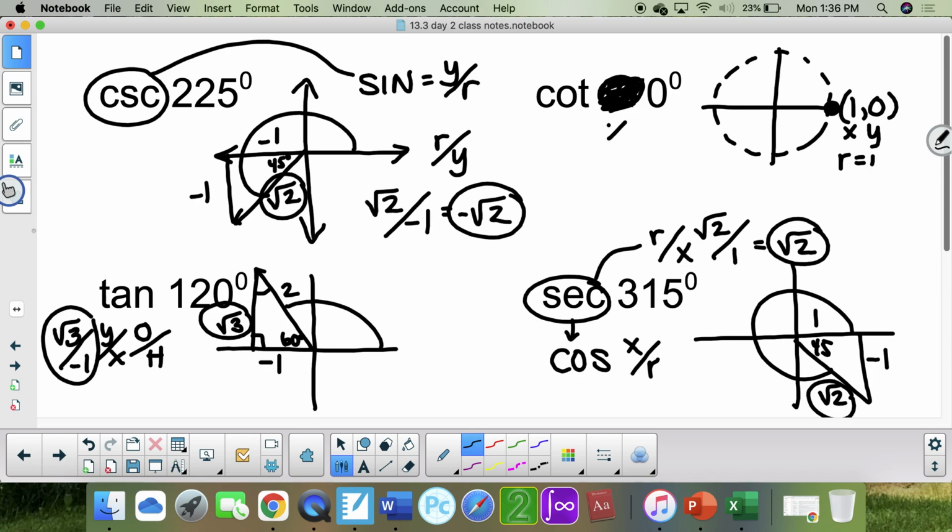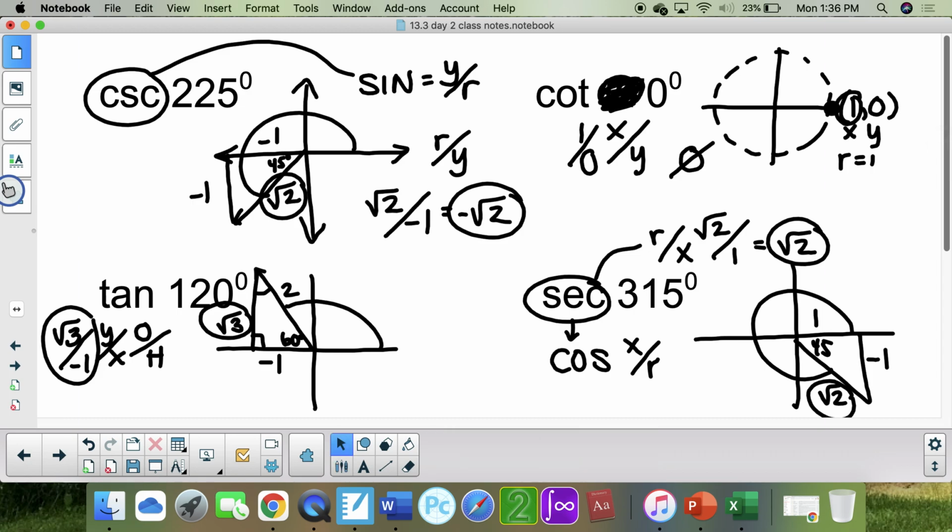Cotangent is x over y. The x is 1 and the y is 0. Undefined, or no solution for that one. Okay, that's the last set of notes for 13.3.